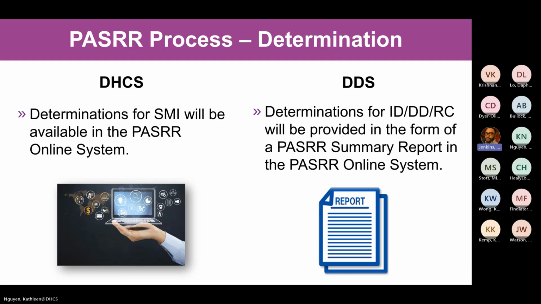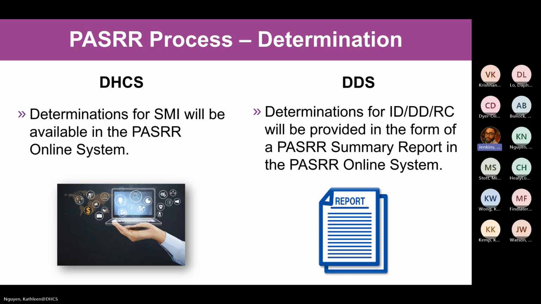For the determination for DHCS for the SMI side, it is called the PASR determination, and it's available in the system as soon as the case closes. On the determination, we identify the recommended level of care, and we also identify the recommended specialized services. Now, for California, the level of care is important because of how the Medicaid certified SNFs are reimbursed. So it's important for the determination's level of care to match the actual bed type that the person is being admitted to. We do instruct the skilled nursing facilities to check for this.